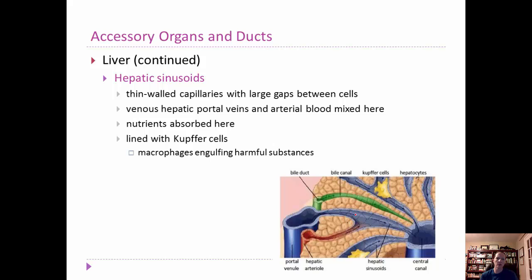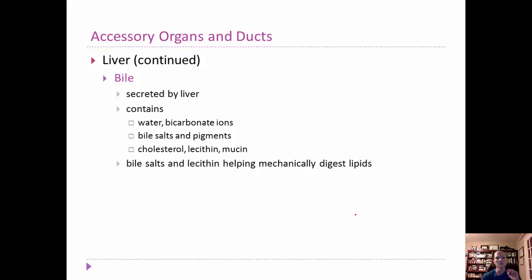And also these hepatic sinusoids are where the hepatic portal vein blood and the arterial blood are going to mix in here as well. You're also going to have these Kupffer cells. The book refers to them as reticuloendothelial cells. It's actually on the other picture that I showed. But what these are going to be are macrophages. So these are going in and engulfing any microbes that could be found inside of the bloodstream here.